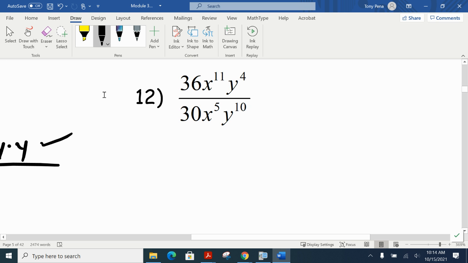Okay, number 12. Similar, except does this work out nicely like the previous one? Does 30 go into 36 evenly? No. So we want to reduce that.